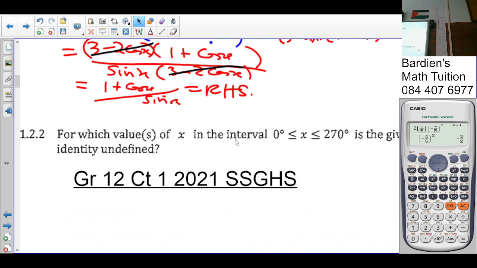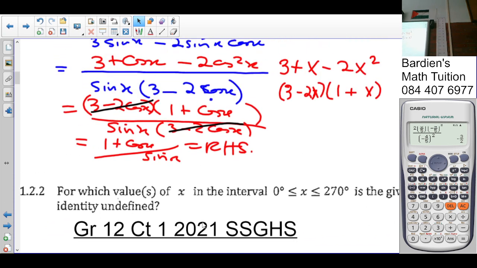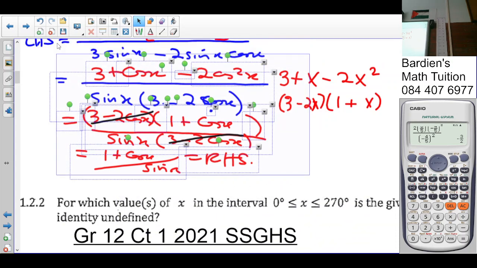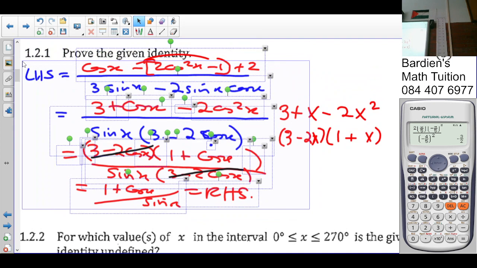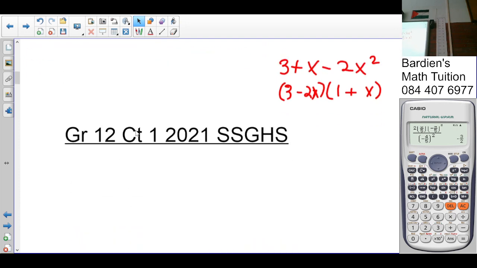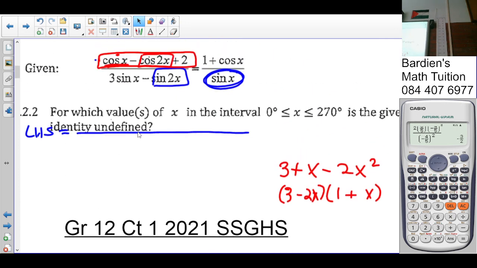Right. Then the next question: for which values of x in the interval from 0 to 270 is the given identity undefined? People, when will the identity be undefined? When the denominator is equal to 0. The sum will be undefined when the denominator is equal to 0.